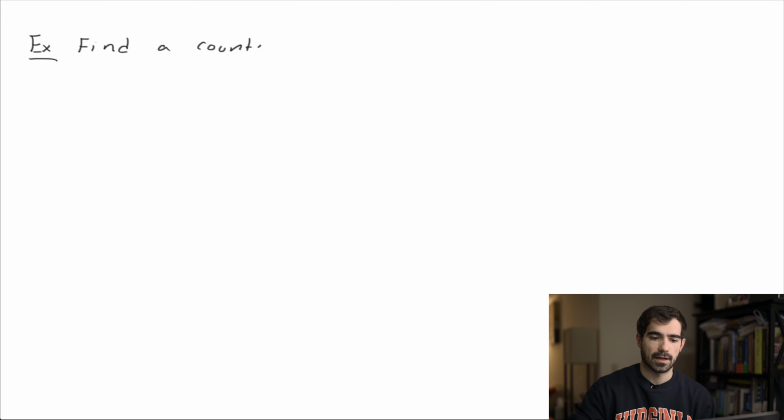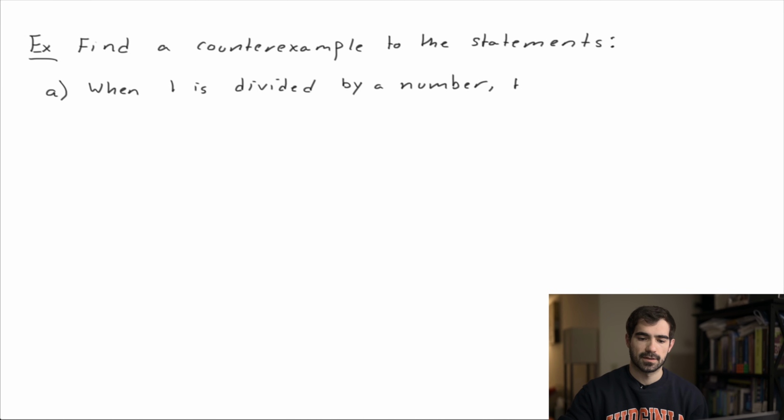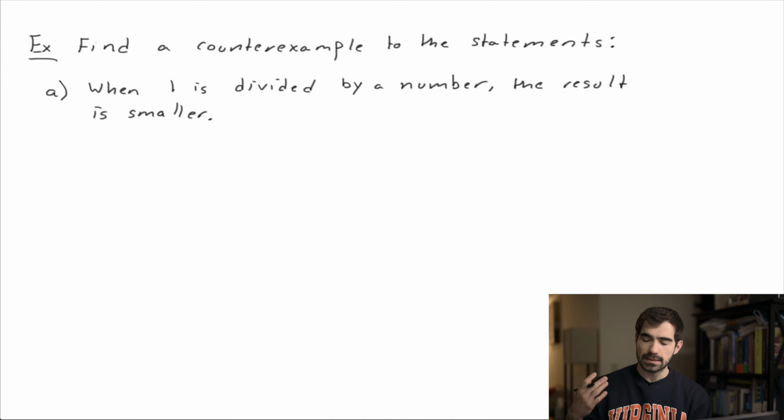First, let's find a counterexample to the statement "when 1 is divided by a number, the result is smaller." I'll tell you in advance that this statement is in fact false. We're just going to see if we can search to find a particular example that demonstrates that.